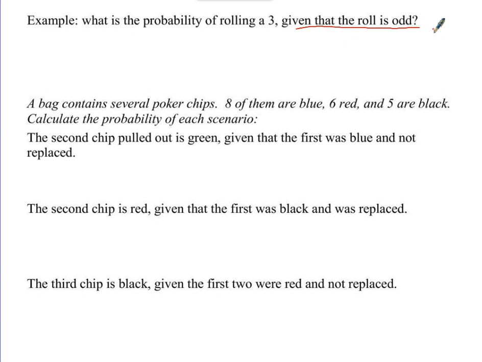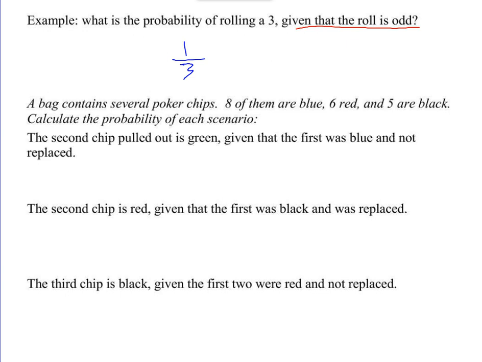Normally there's 6 ways to roll a single die, a single standard random number cube. So that would be a 6 underneath, but we're given that the roll was odd, which means it can only be a 1, a 3, or a 5. There's only 3 ways to roll an odd number. How many ways can I roll a 3? There's only one way to get a 3. So the answer is 1 out of 3.